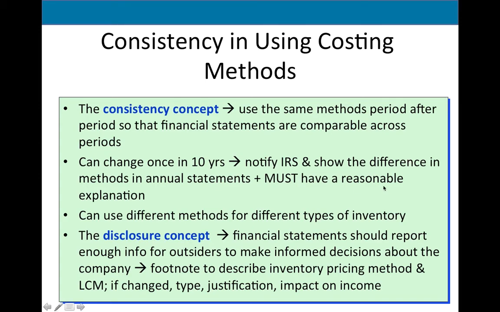And you must also have a reasonable explanation. You cannot say, I'm changing from FIFO to LIFO because I want to save in taxes. But you can say, I have international operations where I am not allowed to use LIFO, so I'm changing from LIFO to FIFO in my United States operations, so that my operations all over the globe use the same inventory method. And also, guys, the disclosure concept. If you go to financial statements, in the notes to the financial statements, you can read which method or methods of inventory costing each company uses.